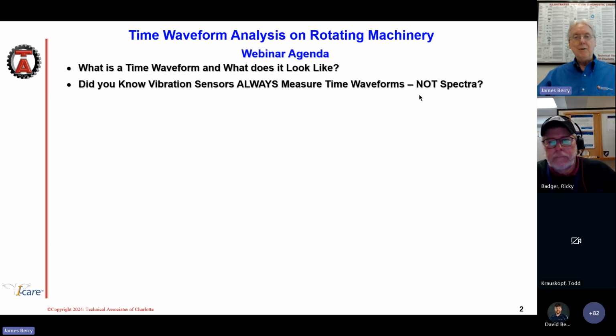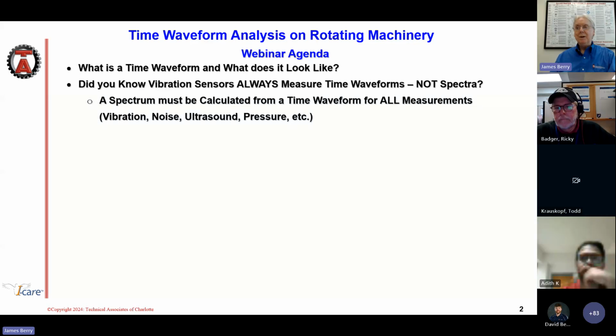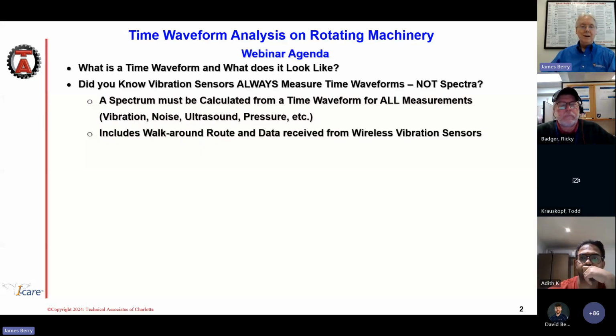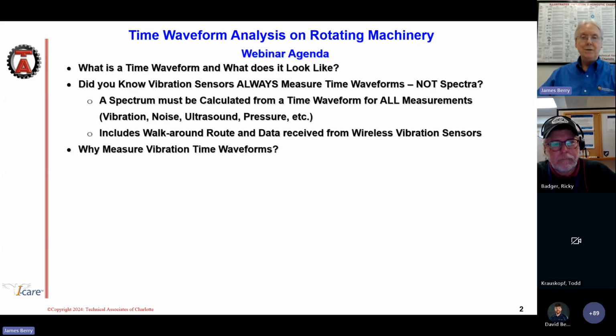We'll also be looking at vibration sensors and pointing out the fact that they always measure time waveforms, not spectra, okay? So the spectrum itself can be calculated from the time waveform for all measurements. They could be vibration measurements or noise, ultrasound, pressure, etc. So this includes not only walk-around routes that have been done for 30 or 40 years now, but also includes data received from wireless vibration sensors.